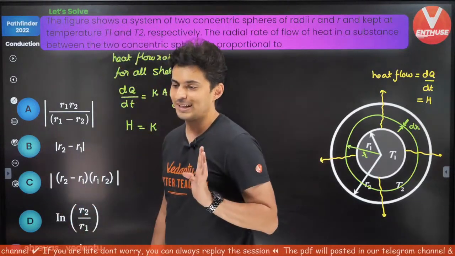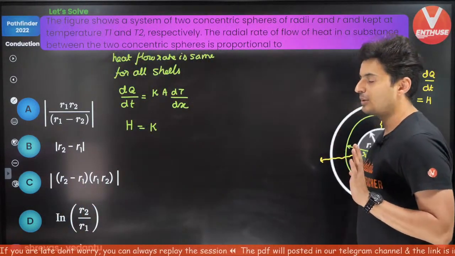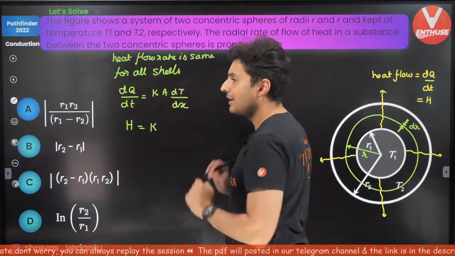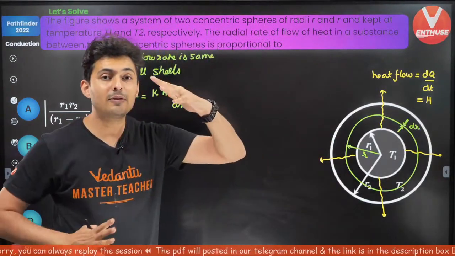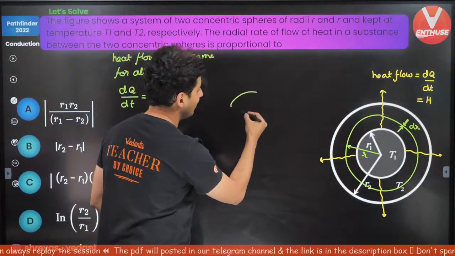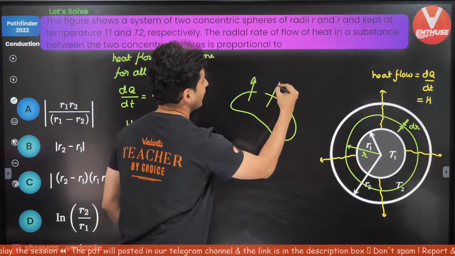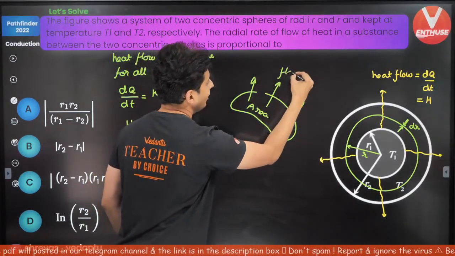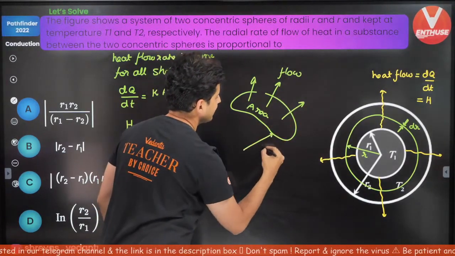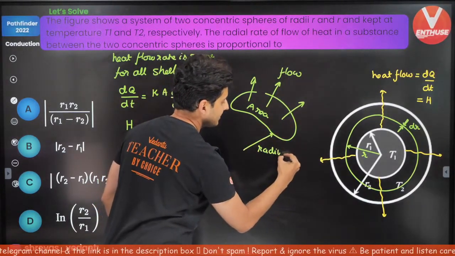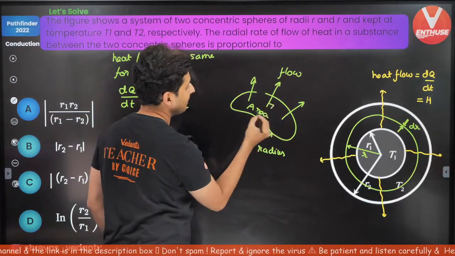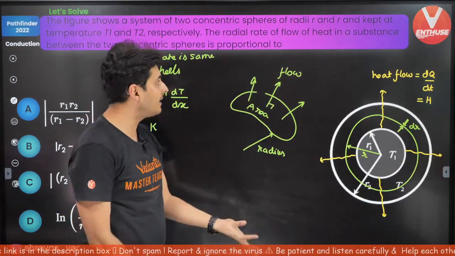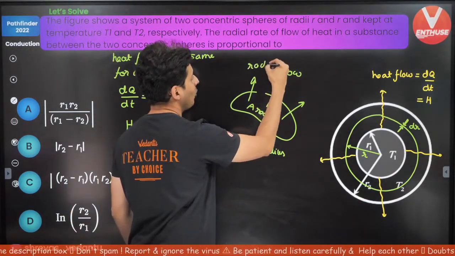Yes, integration will be there. Yep, definitely integration will be there. But before that, think what will the area be? How is the heat flowing? Think, it's a curved surface, right? The heat is flowing like this. This is the area. This is the flow. This is the radius. The heat is flowing perpendicular to that area everywhere, radial. This is the radial flow of heat.